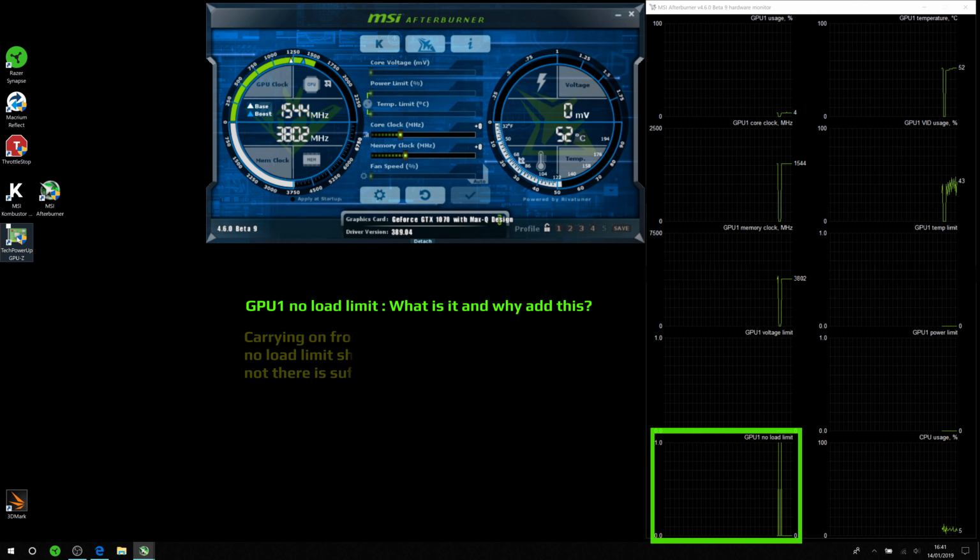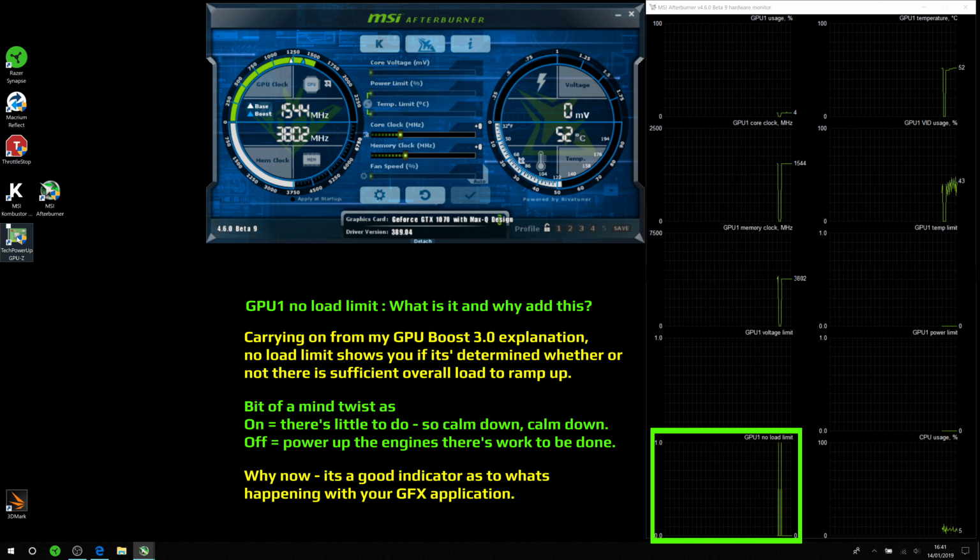GPU 1, no load limit. What is it and why add this? Carrying on from my GPU Boost 3 explanation, no load limit shows you whether it has determined there is sufficient overall load to ramp up. Bit of a mind twist this one, as on means there's little to do, so calm down, and off means power up the engine, there's work to be done.